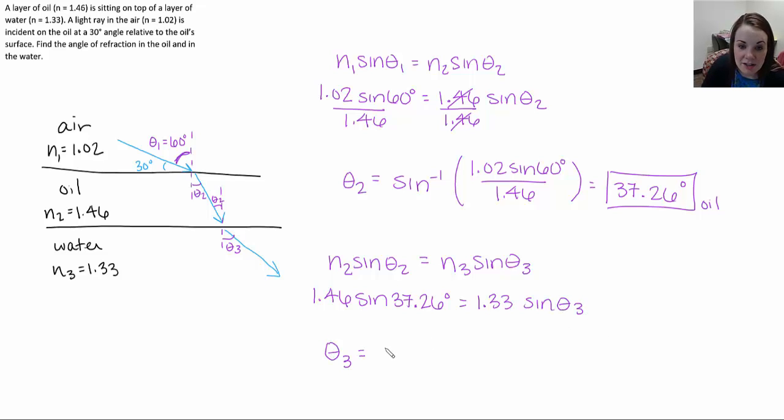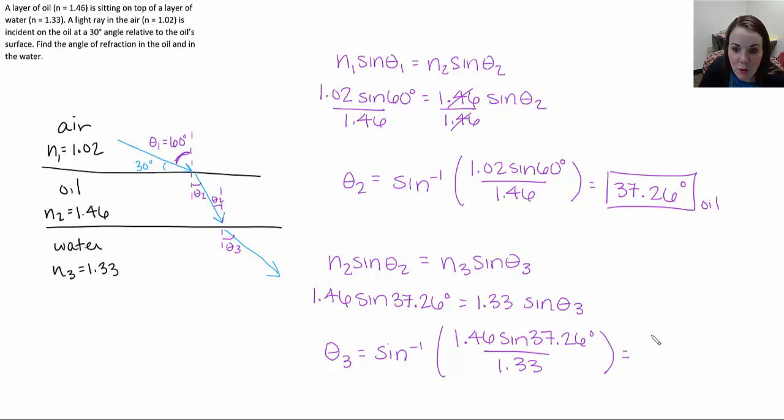Just like before, I'll take the sine inverse of the rest of it, and of course I have to divide that 1.33 over to the other side first. And then when I do that, I end up getting an answer of 41.65 degrees. And that would be then the angle of refraction in the water.